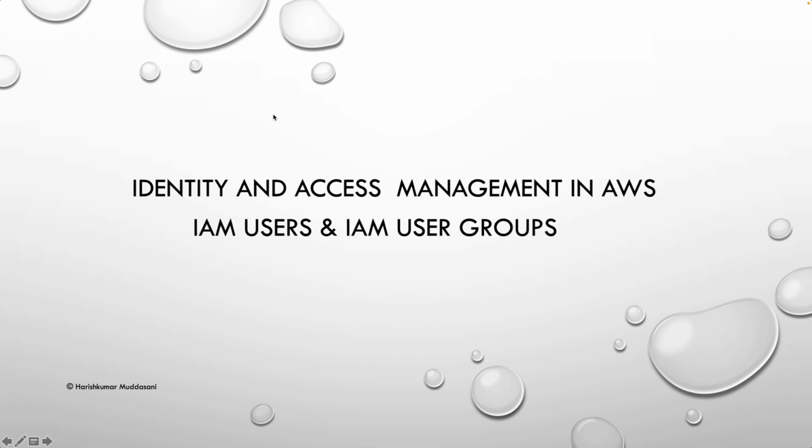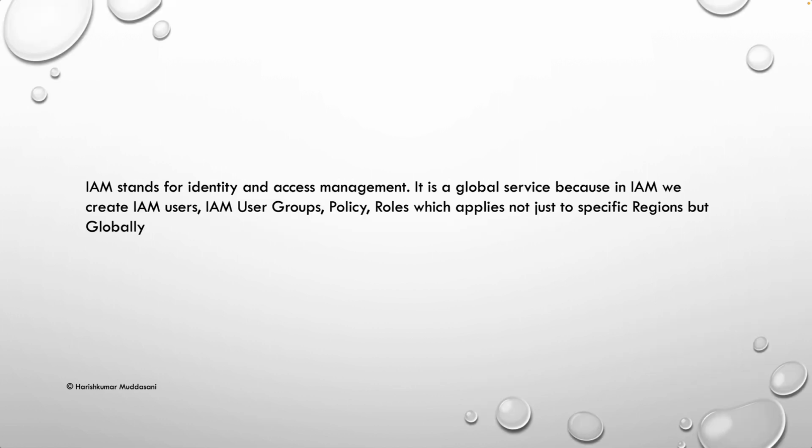Hello everyone. In this video, we are going to discuss identity and access management in AWS, and we're going to talk about IAM users and IAM user groups. IAM stands for Identity and Access Management, which is a global service because in IAM we create IAM users, IAM user groups, and policy rules, which apply not just to a specific region but globally.